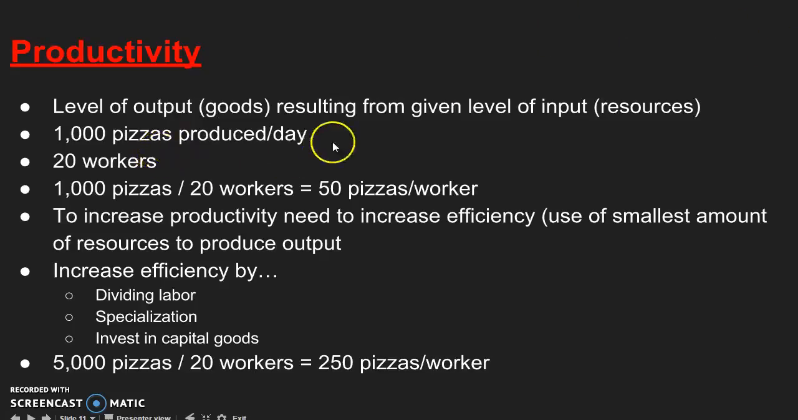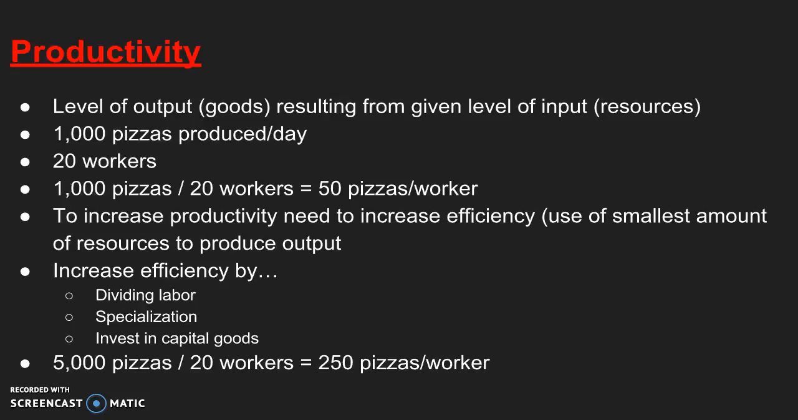So let's look at this example. We're talking about pizza since we did an activity on pizza. So let's say that Domino's, I hate Domino's, let's go Pizza Hut. The Pizza Hut in Athens produces 1,000 pizzas every day. They have 20 workers. If that store is producing 1,000 pizzas every day with 20 workers, you divide that, and that gives you 50 pizzas per worker. That means each worker is essentially producing, on average, 50 pizzas a day. You got 1,000 pizzas, 20 workers, do the math, 50 pizzas per worker.